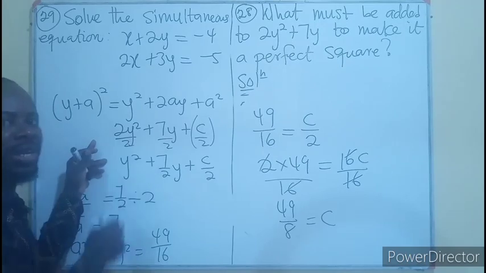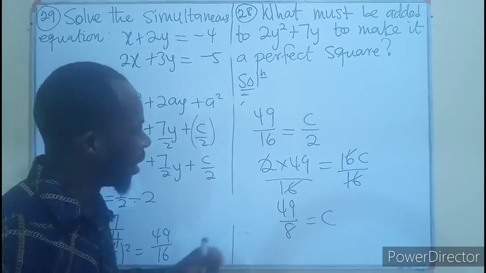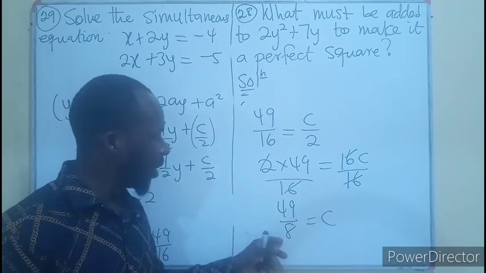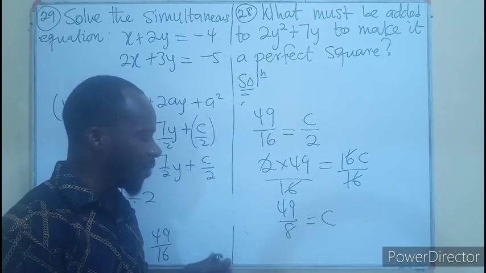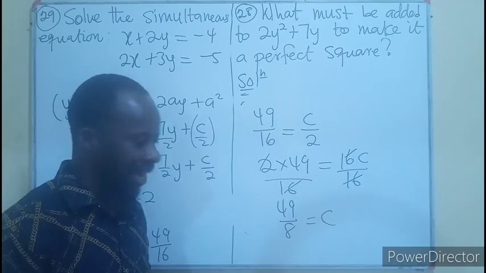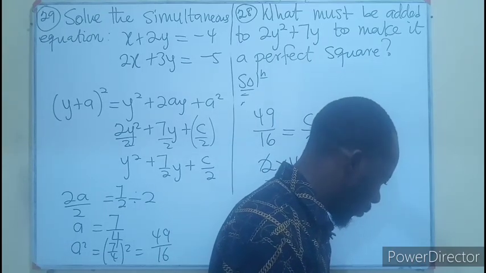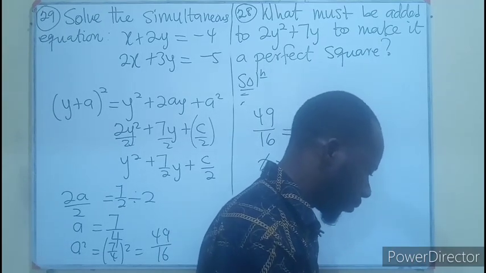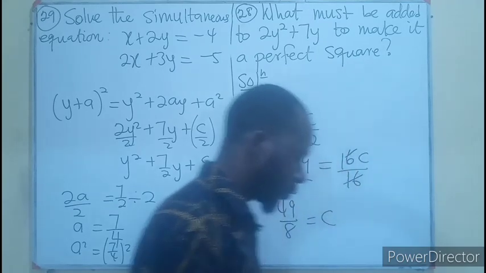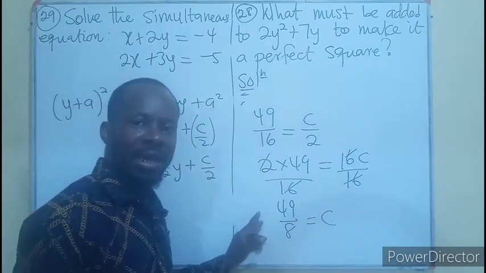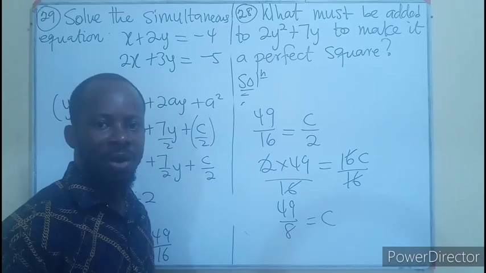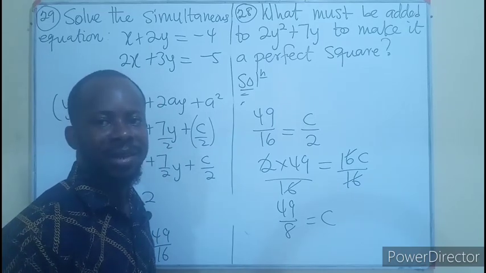the whole of this that we are adding to this expression to make it become what? A perfect square. Will be 49 divided by what? 8. And that will be the option D on the question paper.